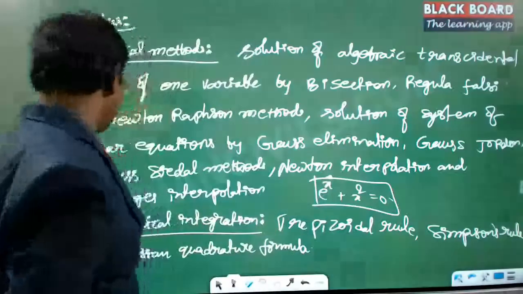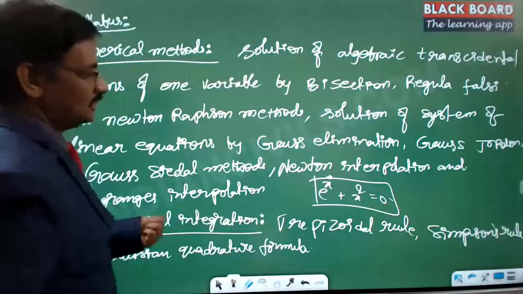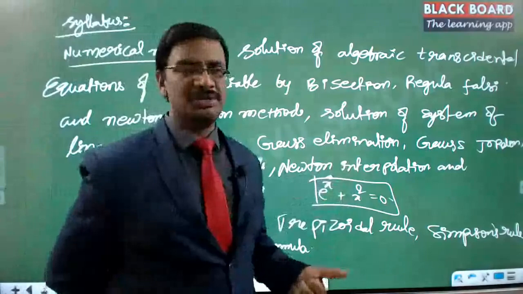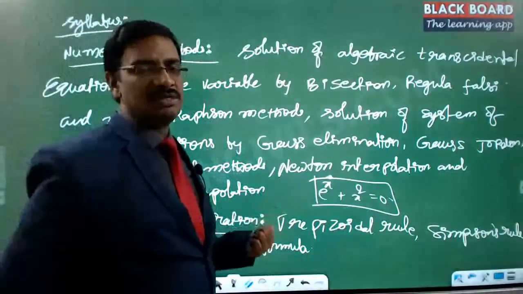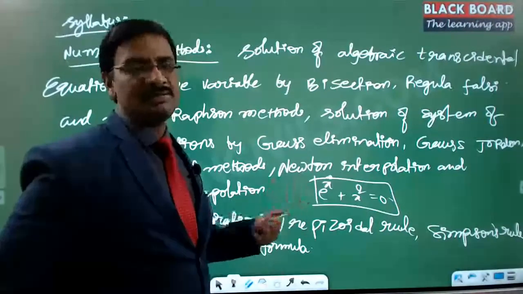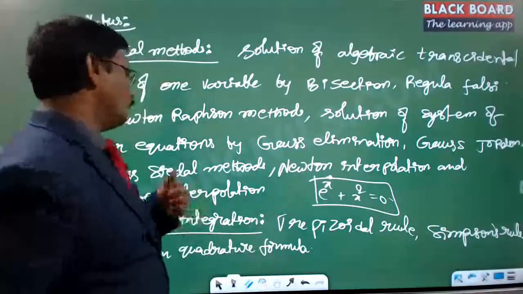Got it? And then there are two different techniques, which are the old techniques: the Newton interpolation technique and the Lagrange's interpolation technique. These two methods we will use to try to construct a curve out of a set of data points. And this is the numerical integration.